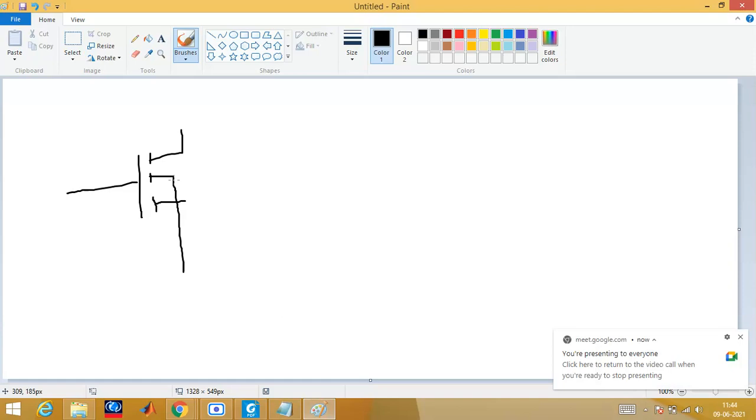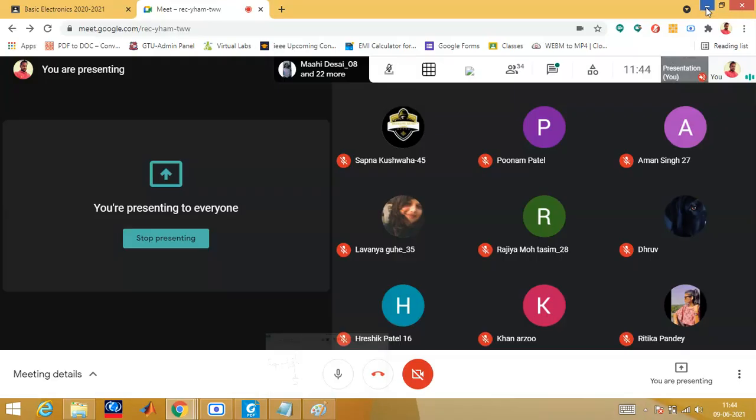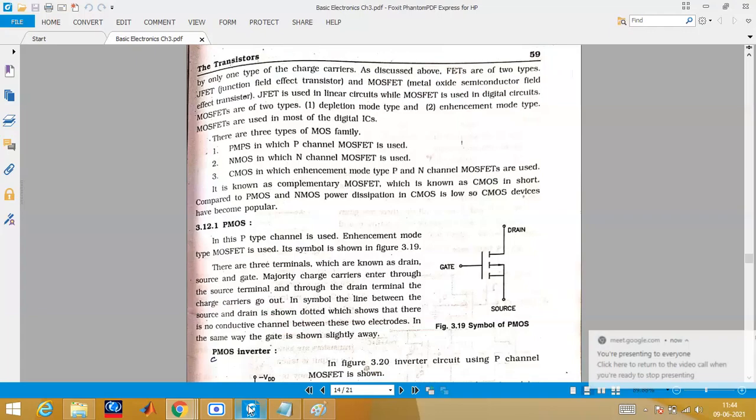Okay, so the P arrow will be pointing outside. If it's an N type, the arrow will be pointing inside. I'm drawing with the mouse, so it's a little bit clumsy. Here you always know that it is a drain, a source, a gate, and this fourth one is the substrate. The arrow-pointing terminal is the substrate, so you can write substrate here if you want. This is the symbol, the basic thing that you require to design any circuit. As you know, it's an insulated gate, which is why there's a gap between these two.